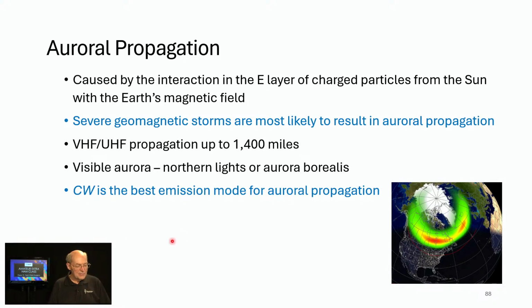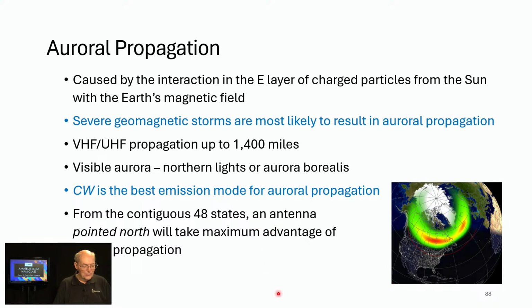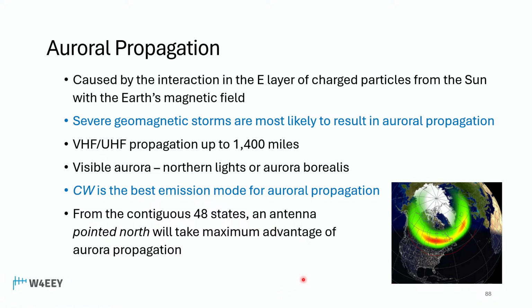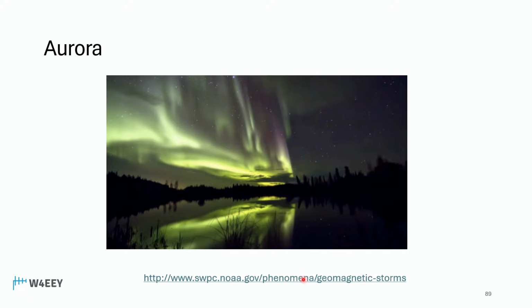So CW is the best emission mode for auroral propagation. The sideband will be severely distorted, but Gary was able to do it. From the lower 48, an antenna pointed north will take maximum advantage. I got a diagram of that coming up.